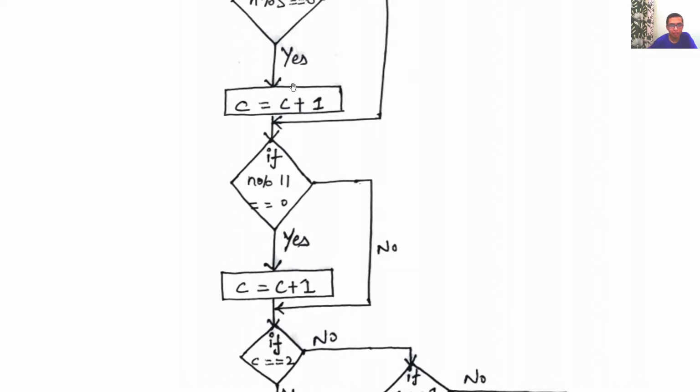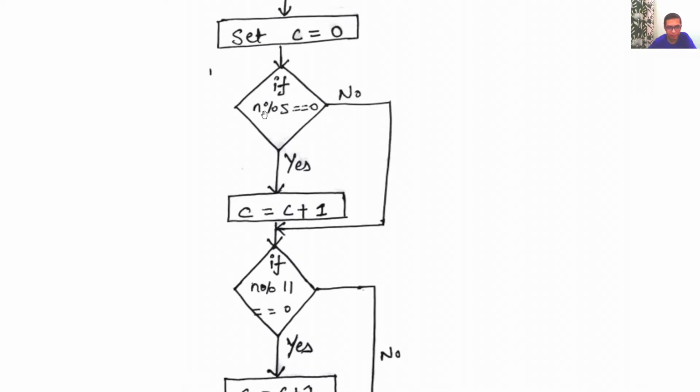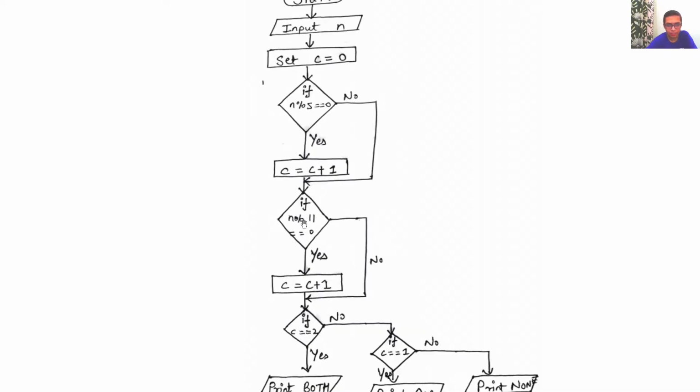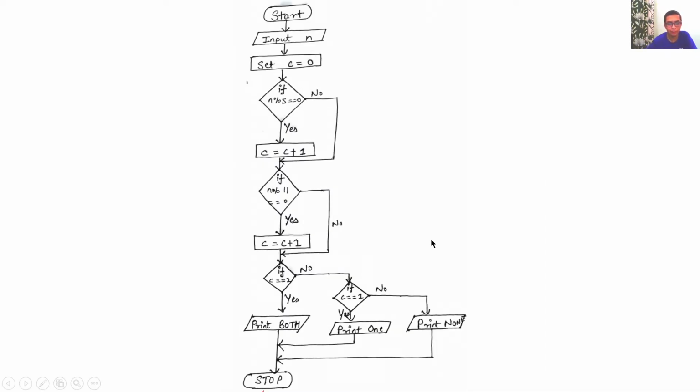So if n is divisible by both 5 and 11, once c would be incremented over here, and once c would be incremented over here, right? So the value of c would first become 1, and then it would become 2. The value 2 for c means that it is divisible by both 5 and 11, right? So let's see some cases for this.